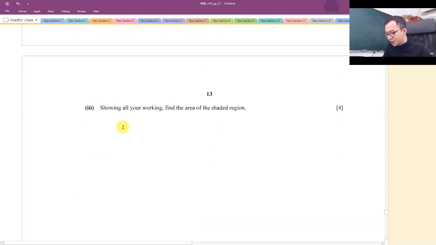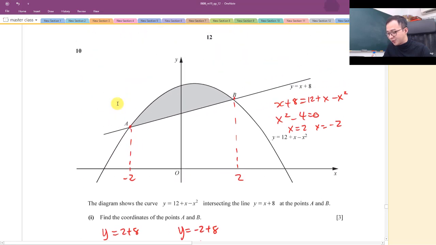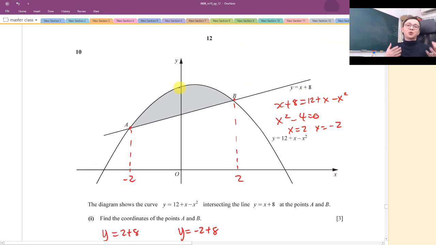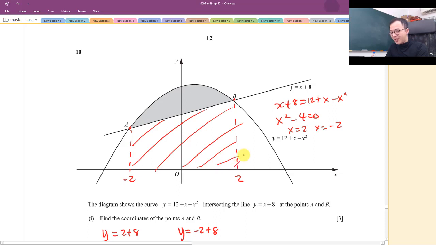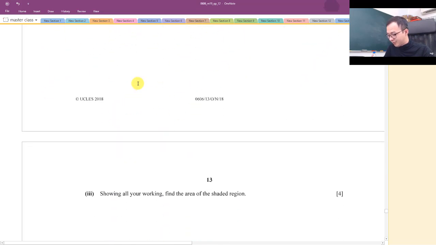Alright, quite simple. Next, find the area of the shaded region. There are two ways you can do it. One is you integrate this curve minus the area of the trapezium here. You should be able to see this is a trapezium area. So you integrate the curve, minus the trapezium, then you get the shaded region. Or, what I will do, which is a bit faster, is write the curve equation on top, minus the straight line equation, from negative 2 to 2. This is the faster way to get the answer without finding the trapezium.